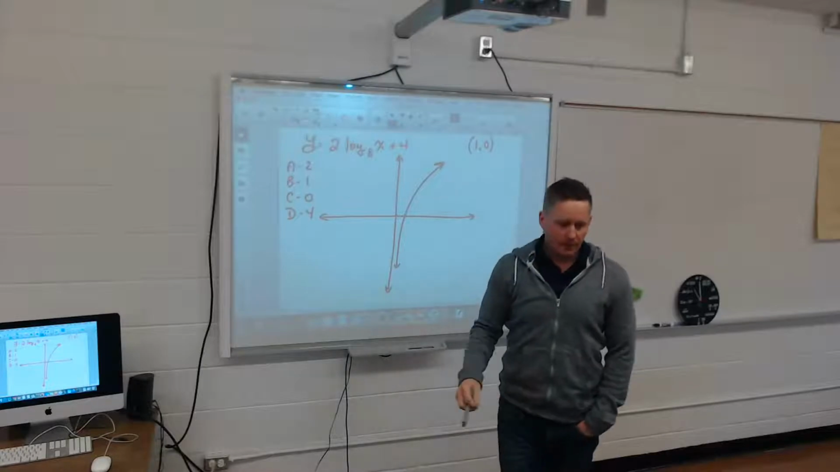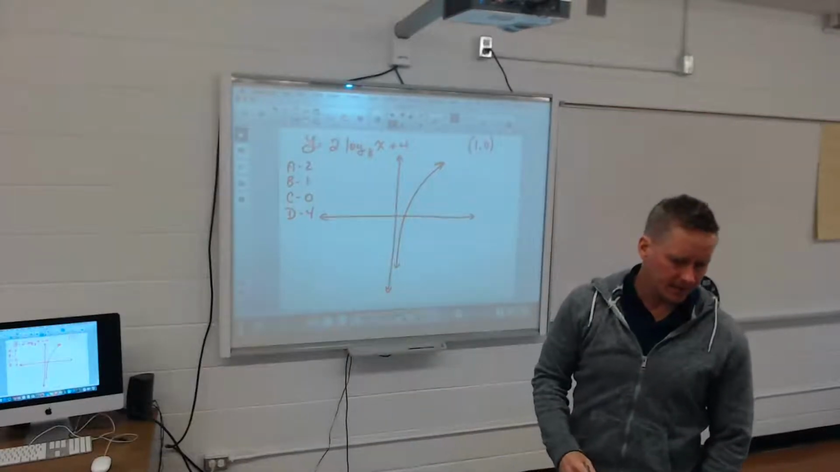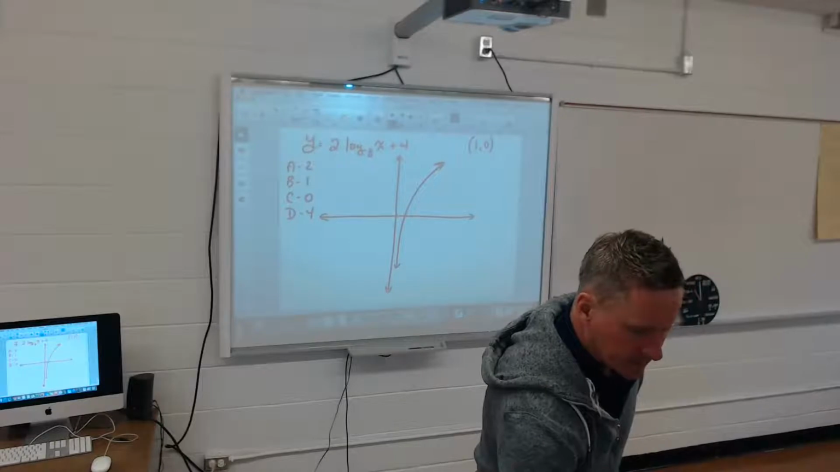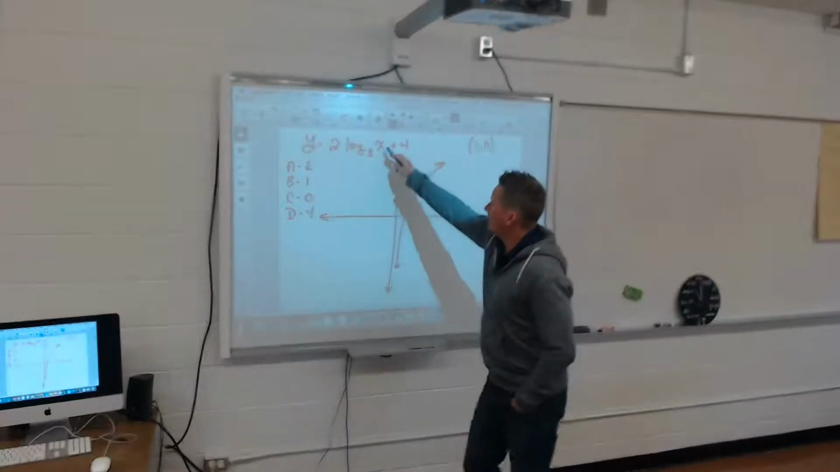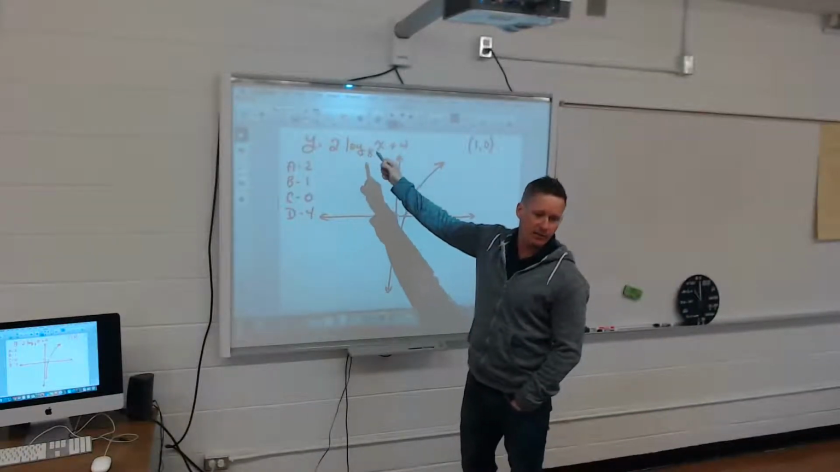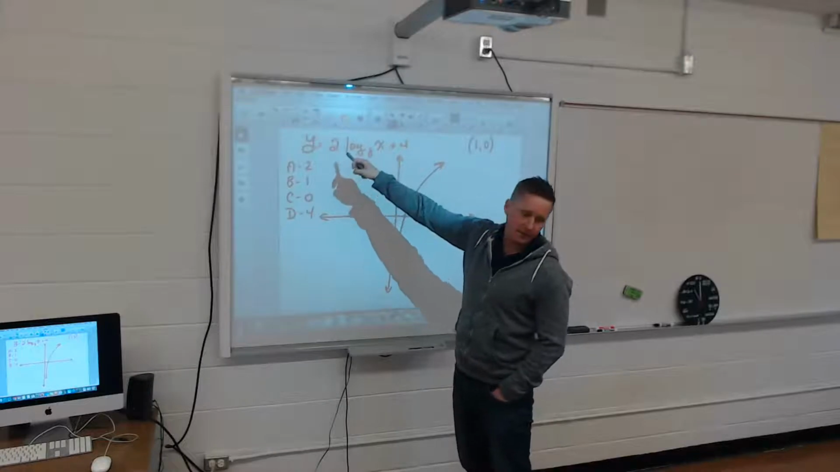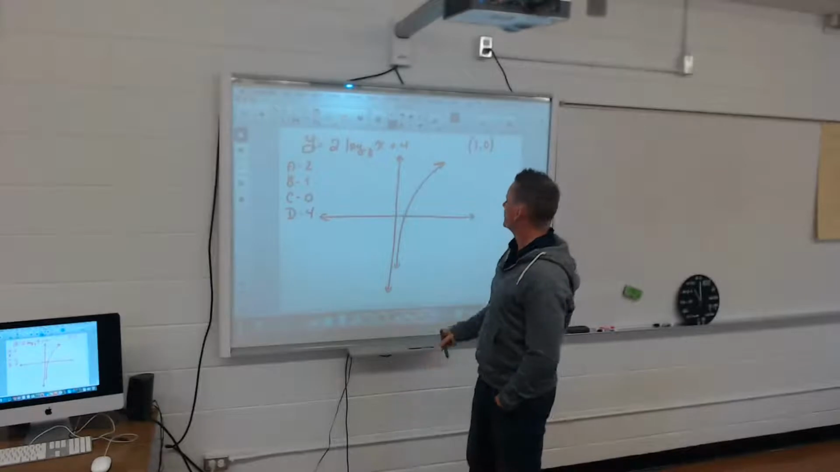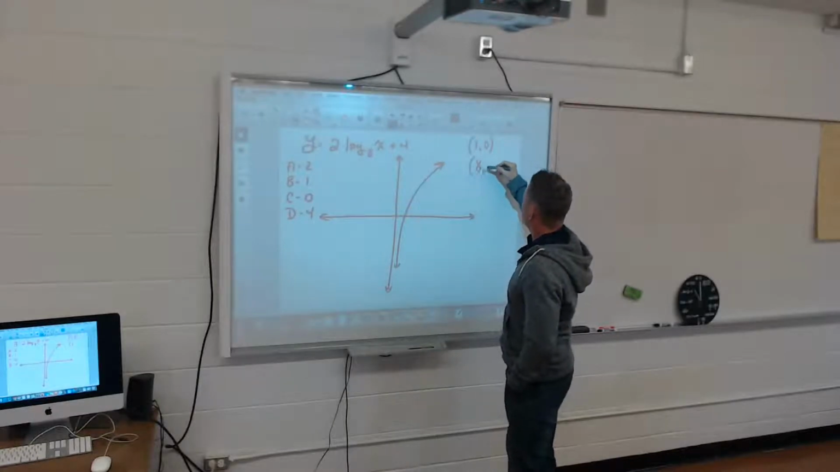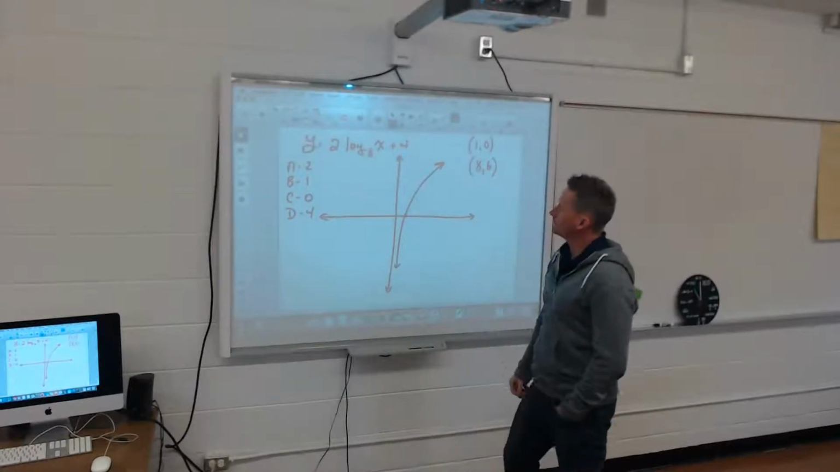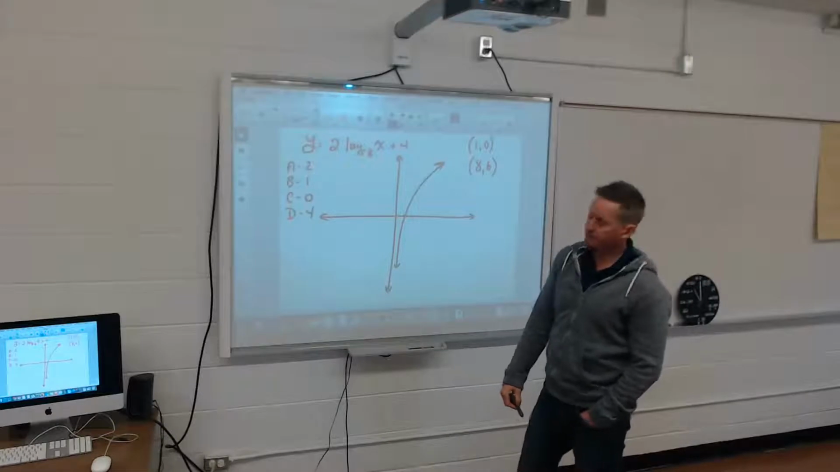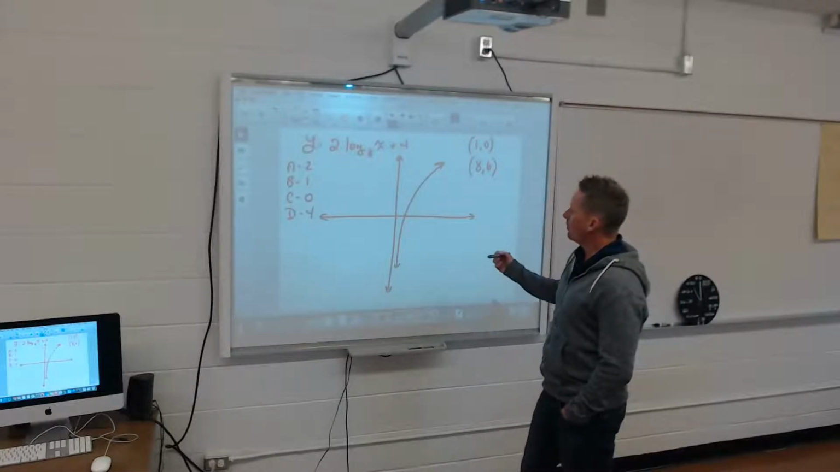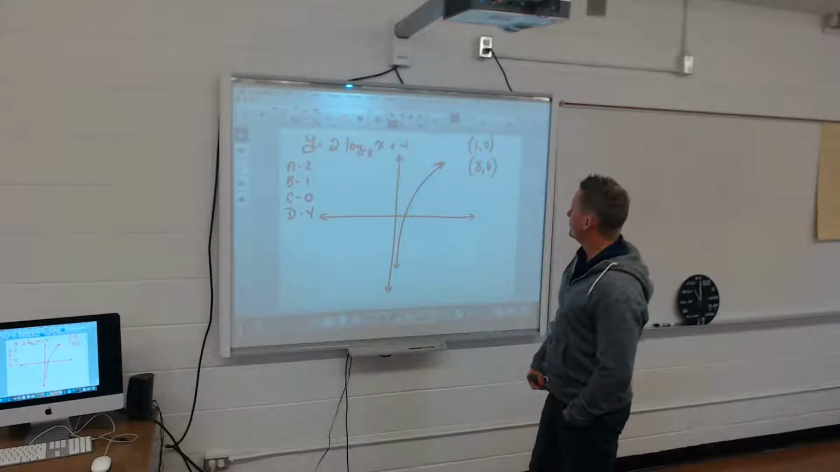Now, if I put 8 in for x, I'm going to get the log of 8 to the base 8, which is 1. 1 times 2 is 2. 2 plus 4 is 6. So the other coordinate I could focus on is 8 and 6. All right? Okay, so now let's just move these two.